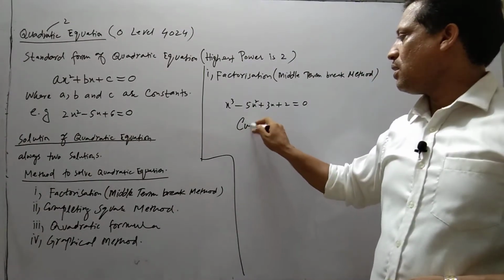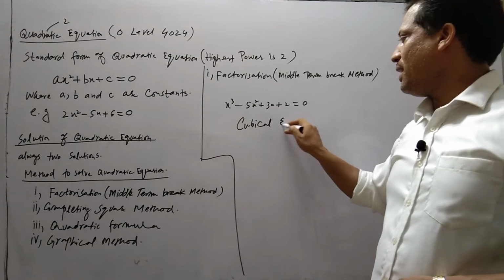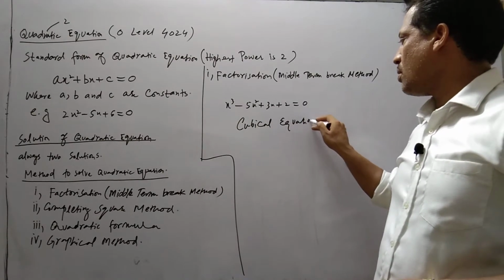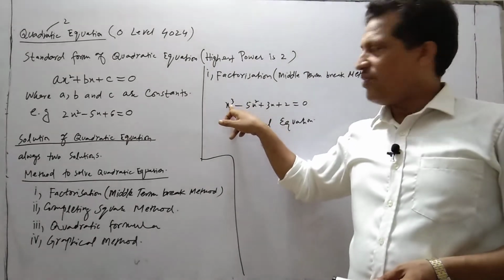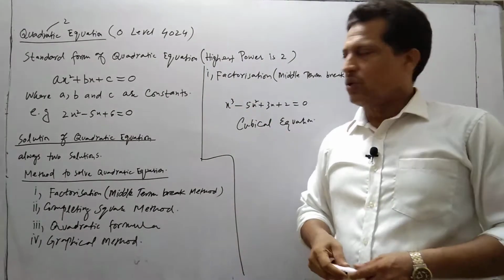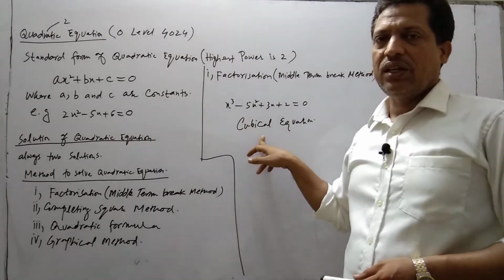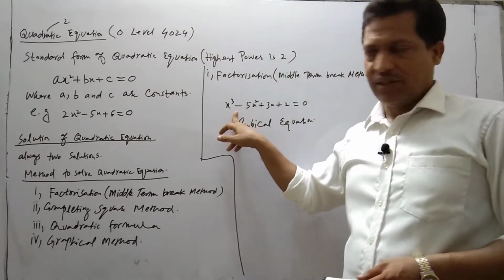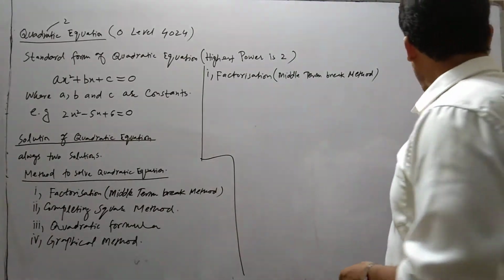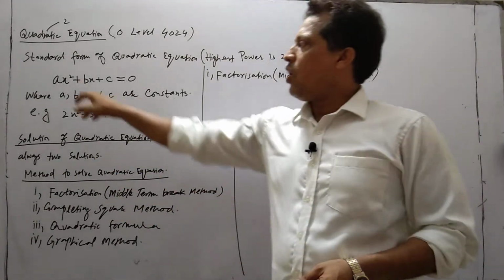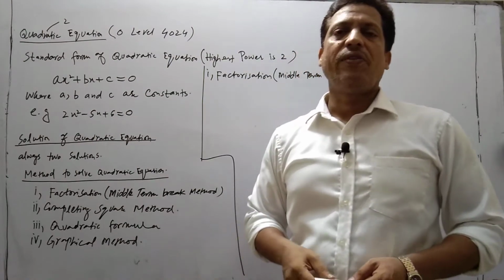This is a cubical equation. Why? The highest power of the variable is 3. So this is called a cubical equation, not a quadratic equation. It is necessary for a quadratic equation that the highest power of the given variable is always 2.